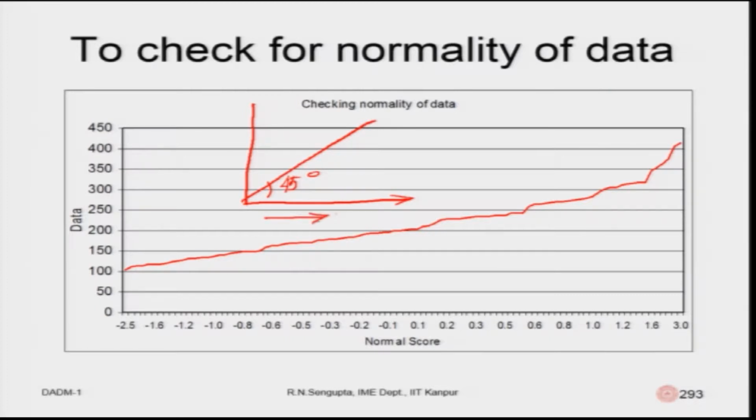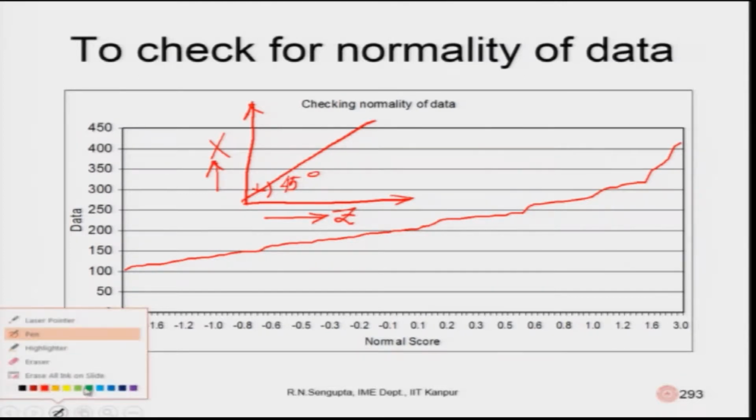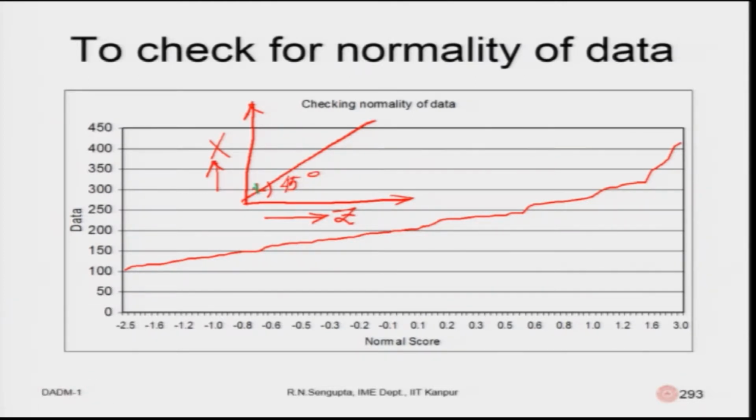Along this you have z, and along this you have x, which is unknown, and if these values match. So, if the quantile values are along a 45 degree line, then obviously the quantile plots are the same, hence it is a normal distribution for x also.